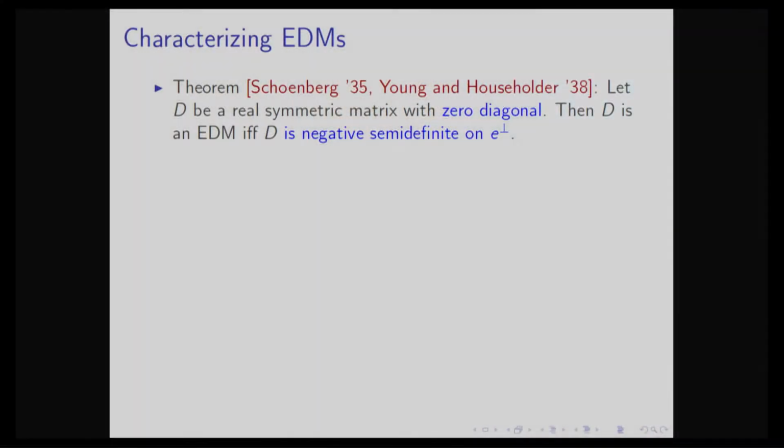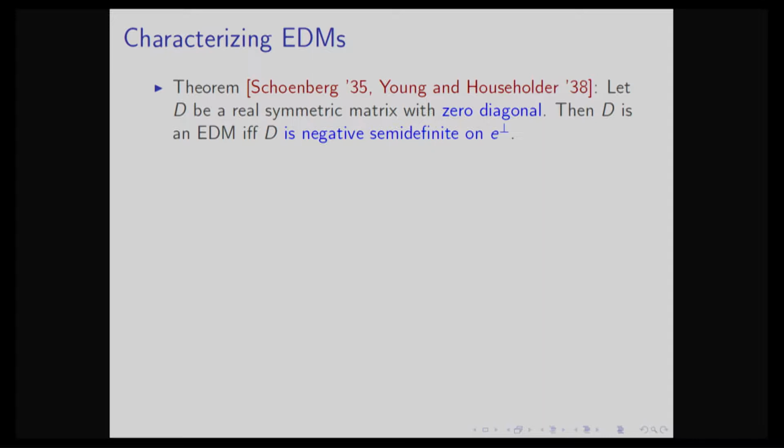Okay, characterizations. So there are many characterizations. Some of them are very useful, some of them not that useful. So the basic characterization, and you will see why it's called basic, says that if you give me a matrix which is real, symmetric, and has diagonal equal to 0, remember, those are necessary for any EDM, then this matrix D is an EDM if and only if D is negative semi-definite on the complement of E.